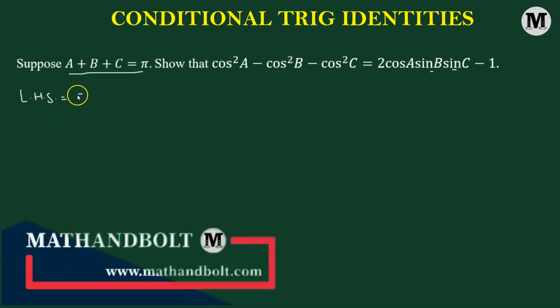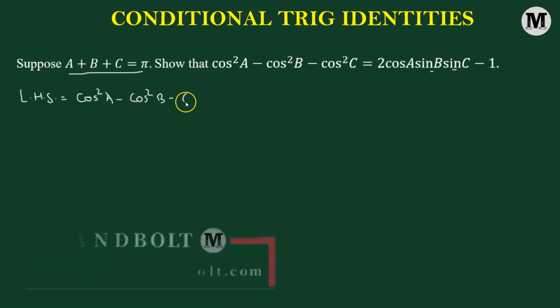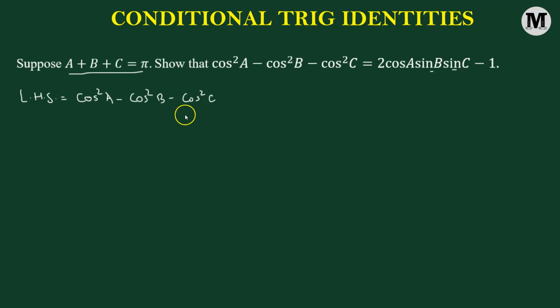On the left hand side, we have cosine squared A minus cosine squared B minus cosine squared C. Now we're going to take the help of an identity. The identity being, if we have cosine squared alpha minus sine squared beta, then this is also expressible as a product of two cosine functions given by cosine of alpha plus beta times cosine of alpha minus beta, which means that we need a sine squared function here.